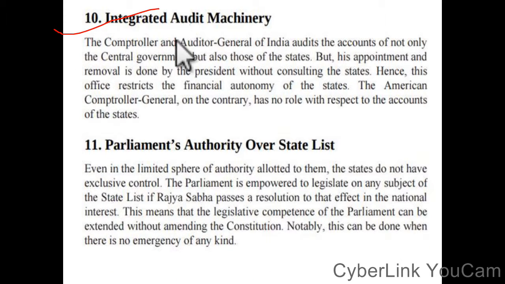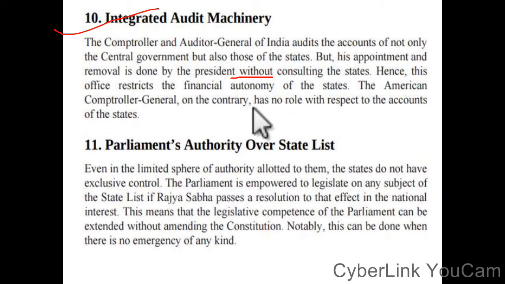Integrated audit machinery. The Comptroller and Auditor-General of India audits the accounts of not only the central government but also those of the states. But his appointment and removal is done by the president, without consulting the states. This office regulates the financial autonomy of the states.